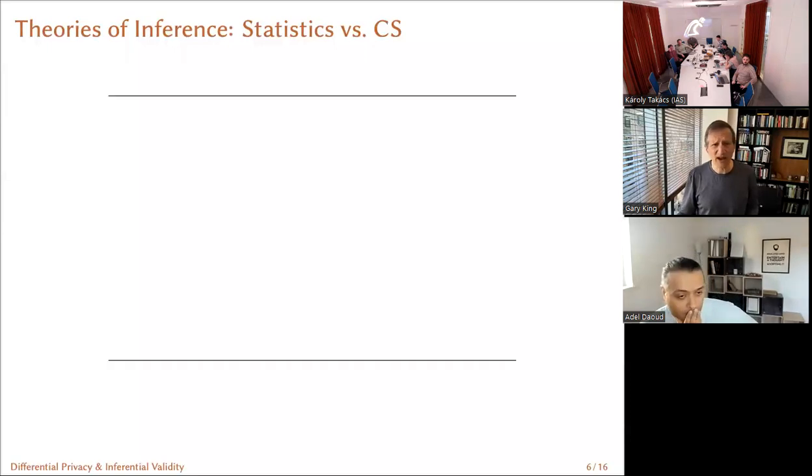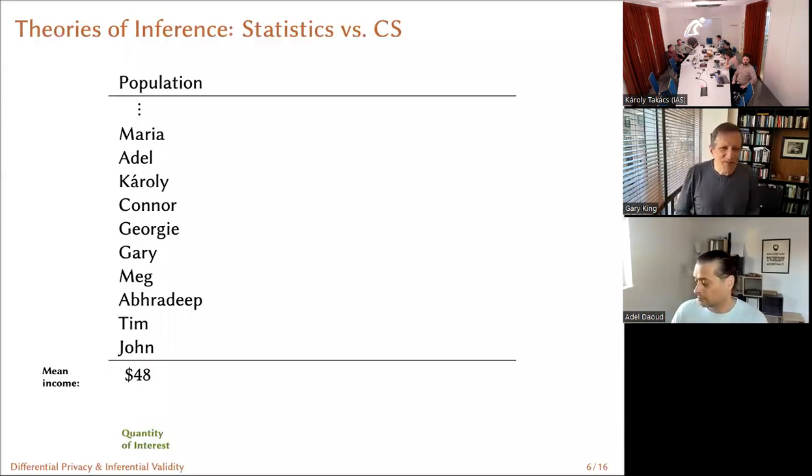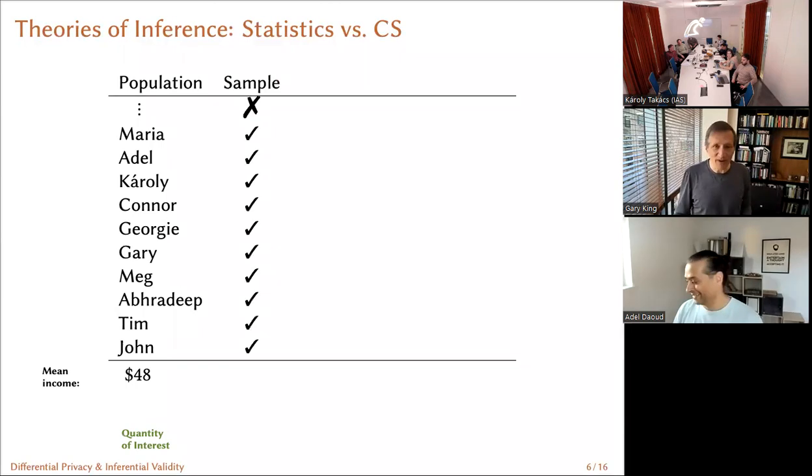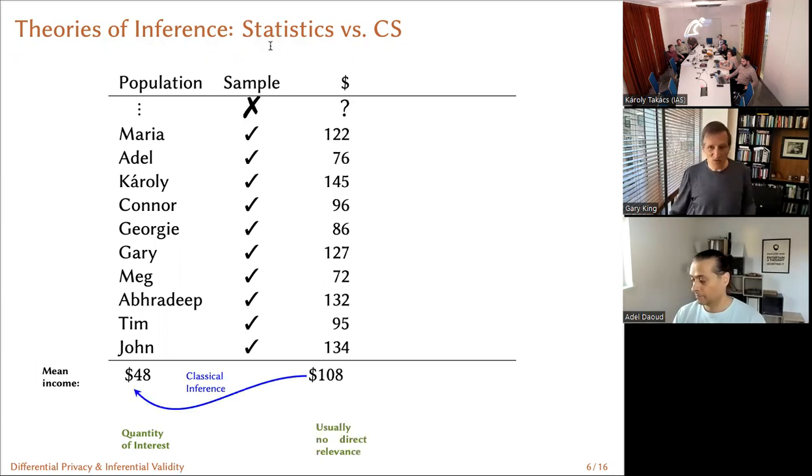validity to it. All right, so here's a bunch of people: Ria, Adele, Carolee, Connor, and then our co-authors, Georgie, Gary, Meg, Aradeep, et cetera. There's a bunch of people. Let's take their mean income, which is probably not $48. We have a big population of people. We then take a sample. This is the way we normally do data collection. We take a sample. Some of these people we observe, and quite a lot of people, of course, we don't observe. Here's the answers. They go into our database.